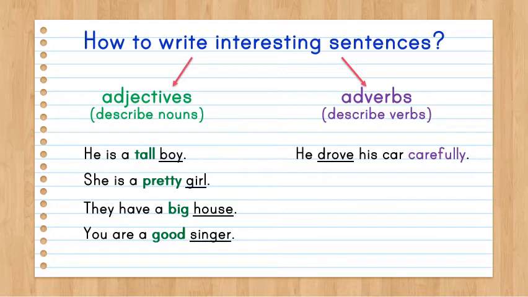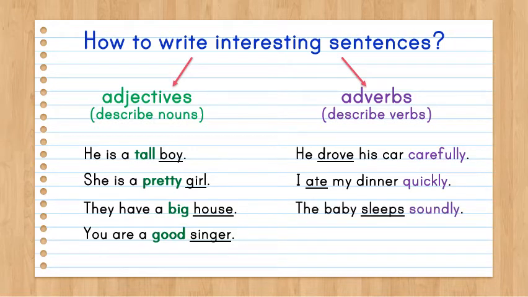Next, we look at example adverbs. He drove his car carefully. So the word carefully here is an adverb. The word carefully describes the verb drove. Drove is the past tense of drive. Next, I ate my dinner quickly. So the word quickly describes how I ate. Ate is the verb here. The baby sleeps soundly. So the word soundly describes the verb sleeps. And we walked slowly. The word slowly describes the verb walked.